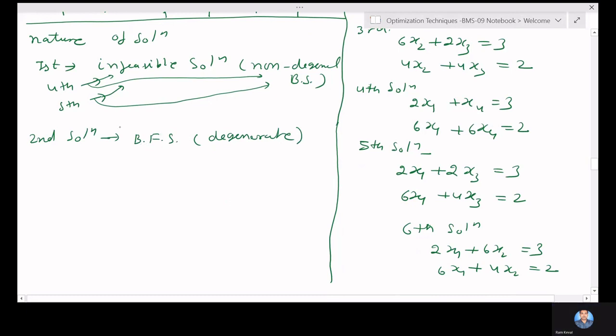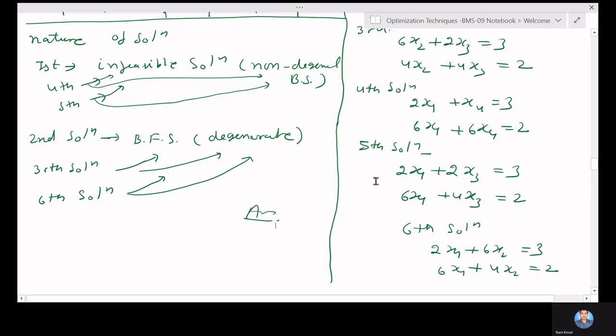Similarly, for the third solution, all variables are positive, so it is a basic feasible solution, and putting two variables equal to 0, we get one variable that is 0 valued. So this solution is also degenerate. Similarly, the sixth solution is also a basic feasible and degenerate basic solution. So finally, this is the solution and nature of the above problem. So we'll stop here. Thank you all.